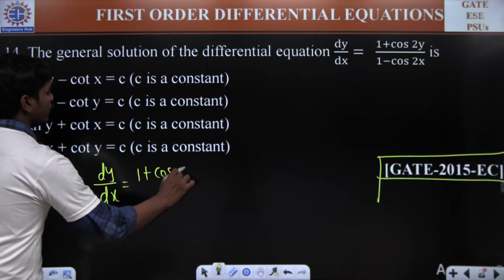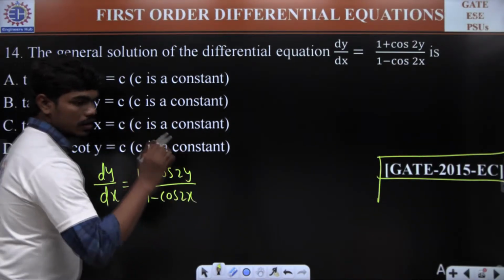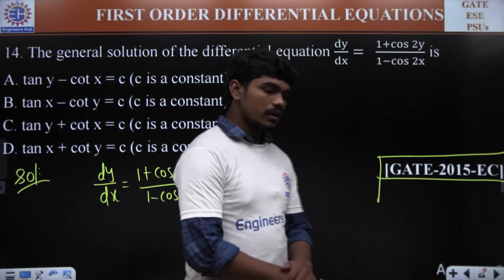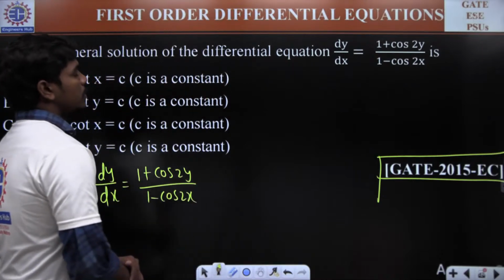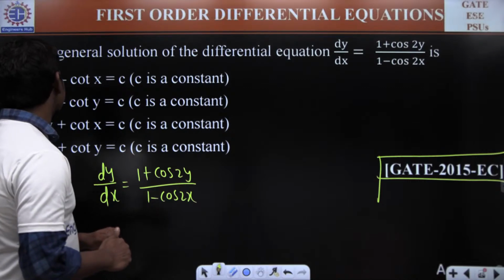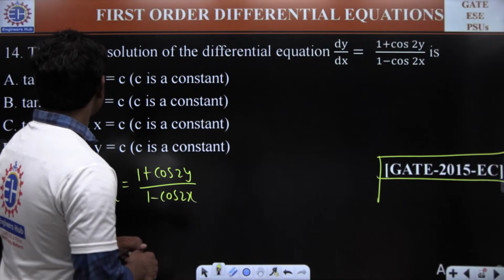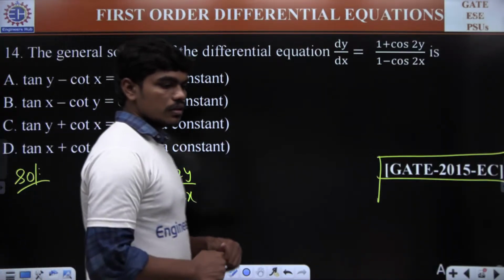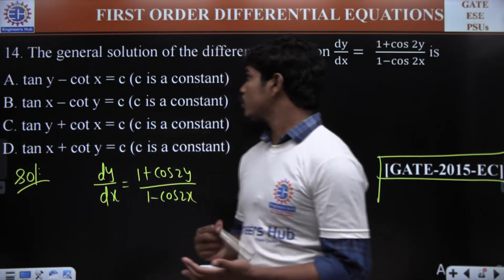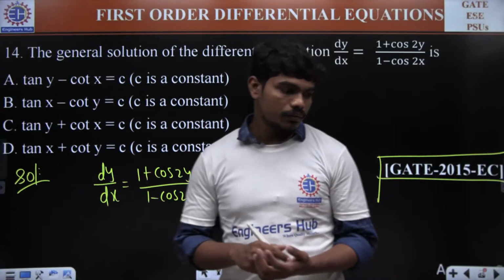1 plus cos 2y divided by 1 minus cos 2x. Option D. There should be one tan y. Okay, the answer should be one of A and C, I guess. Yeah, C could be it, because definitely it should involve tan y in the answer, as far as my knowledge is concerned.